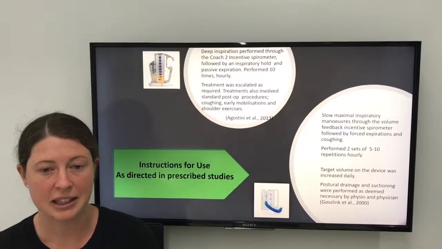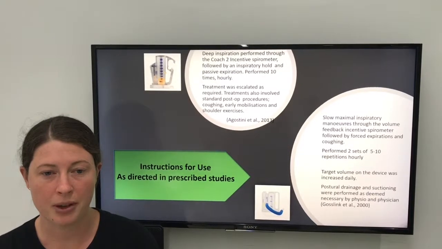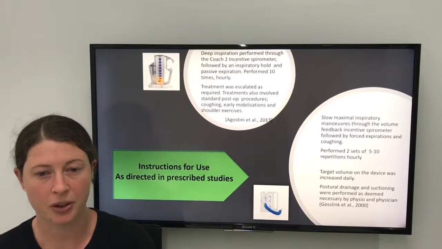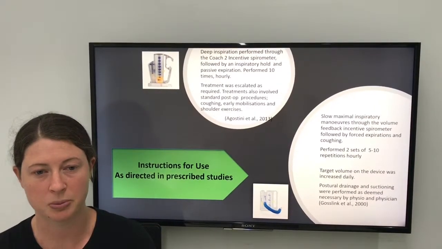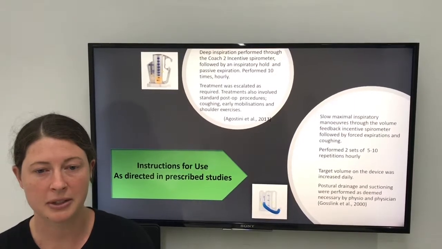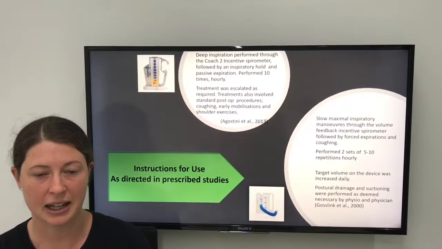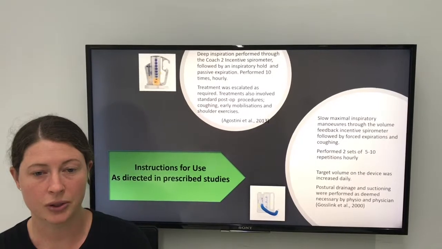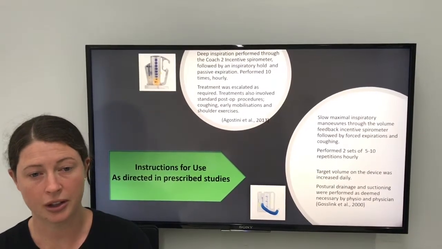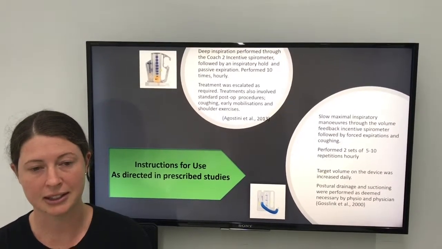In the Agostini study, the patients were instructed to take a deep breath through the Coach 2 incentive spirometer, followed by an inspiratory hold and passive expiration, performed 10 times hourly. Treatment was escalated as required. Treatments also involved the standard post-op procedures of coughing, early mobilization, and shoulder exercises.